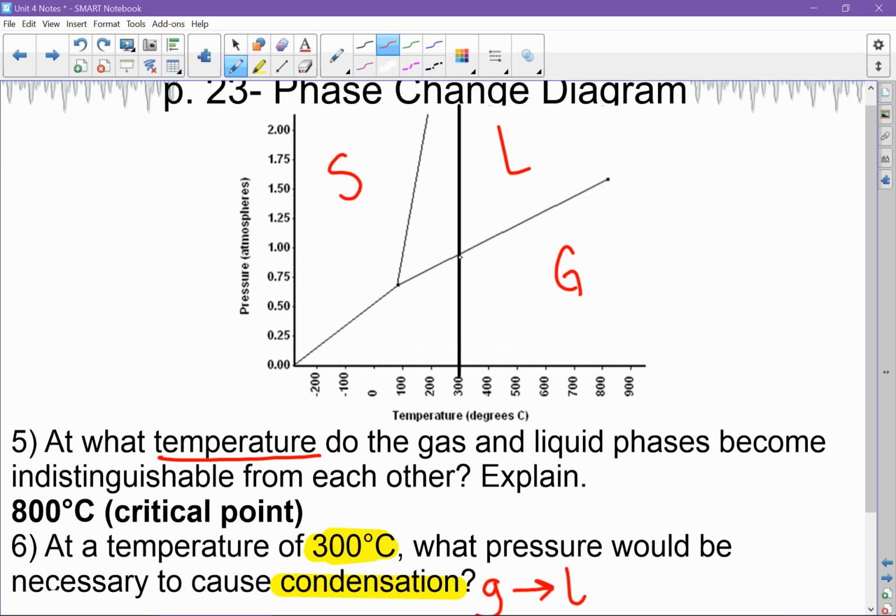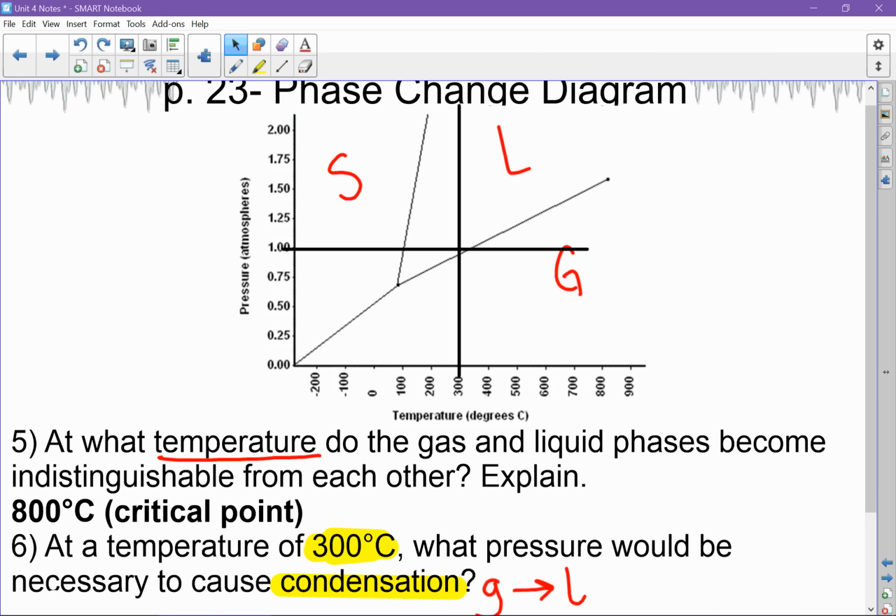So if I'm here, then what we want to do is put another line in. Let's kind of think about the pressure that we have. Okay, try to get my line straight.